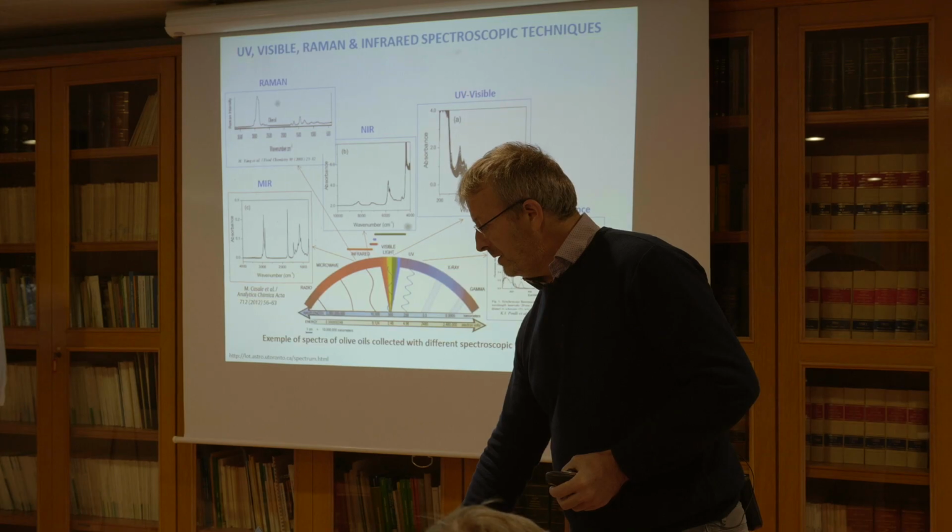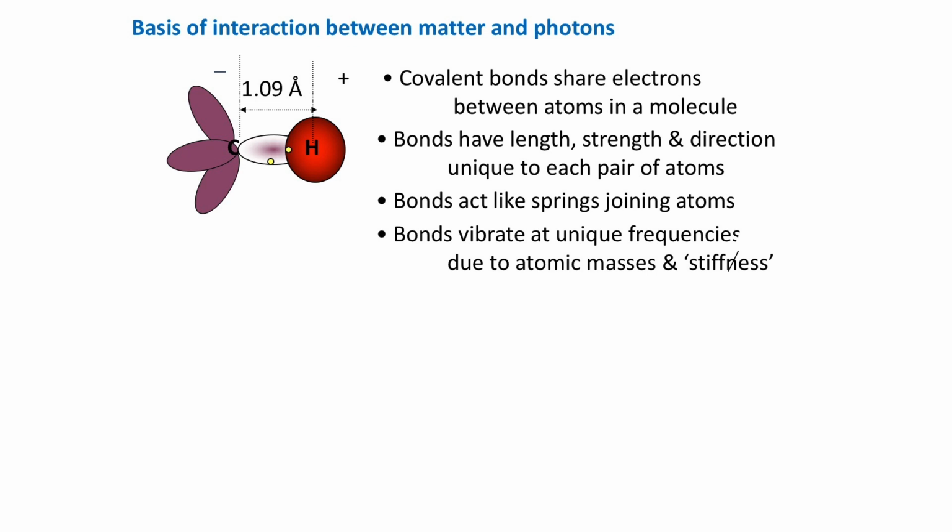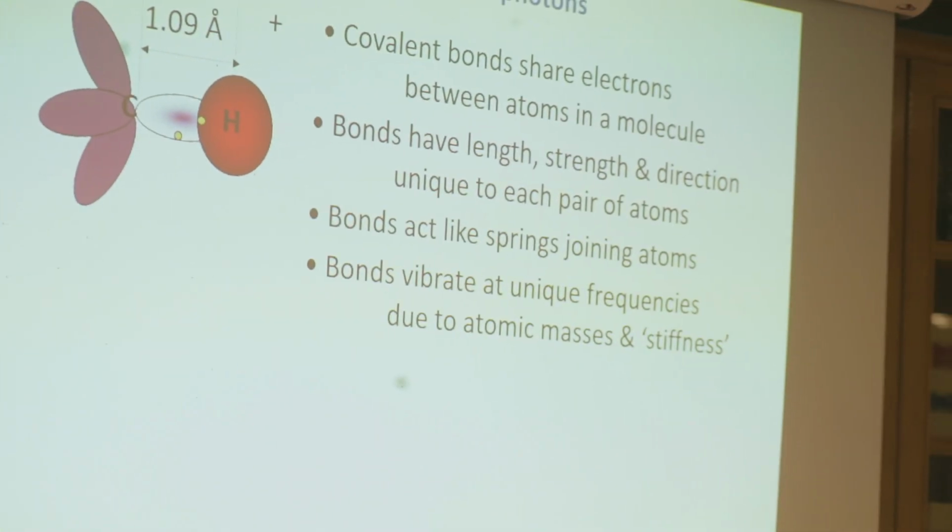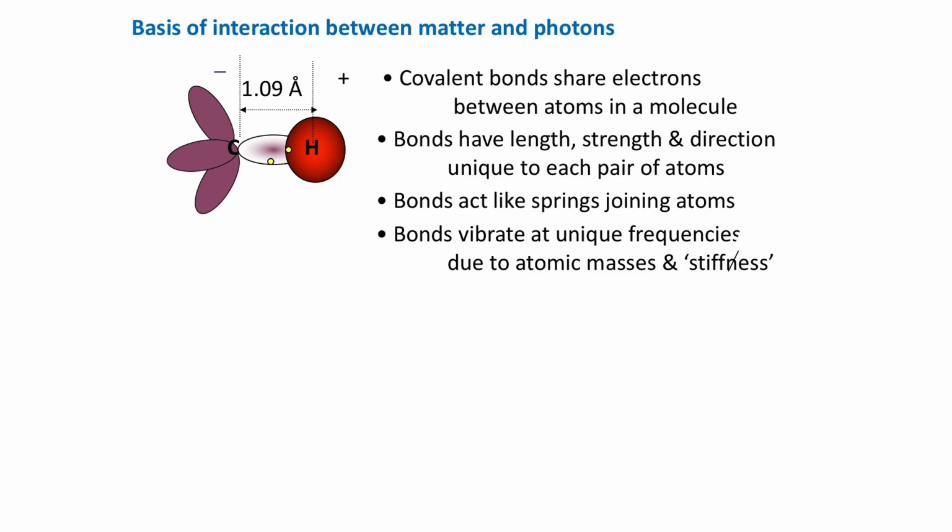This technique is based on the interaction between matter and photon. As you know, covalent bonds share electrons between atoms in a molecule. And bonds have a length, and this length is unique for each pair of atoms. The bonds act like a spring. A spring is resorte in Spanish, ressort in French. And this spring joins atoms. These bonds vibrate at a unique frequency due to the atomic masses and stiffness of the atoms.